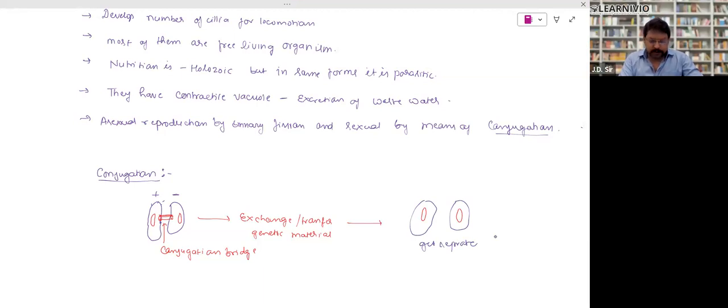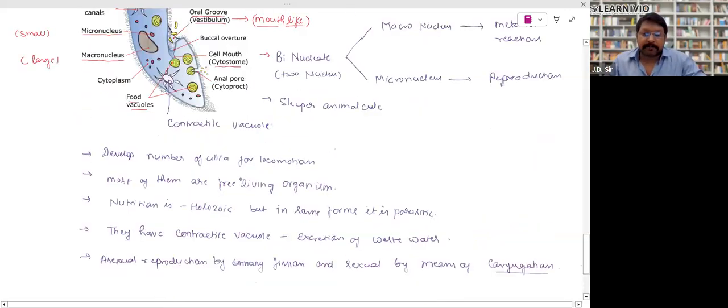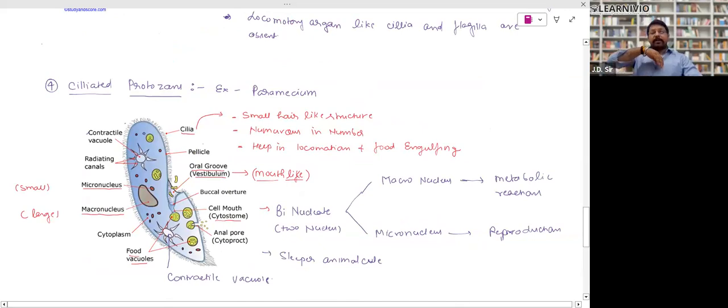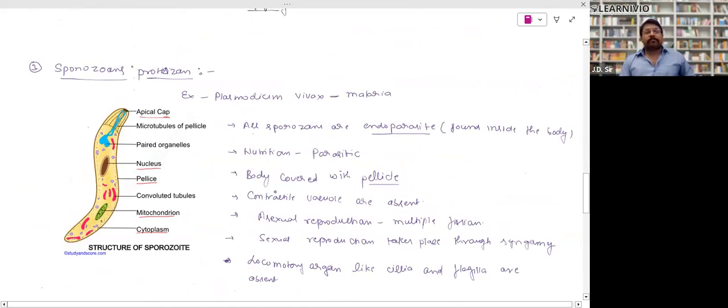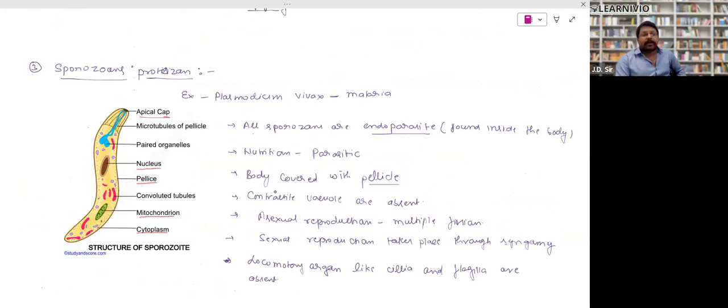Okay. Any more questions? Sir, for the sporozoans, how do they move if they don't have locomotory organs? Paramecium have hair-like structures, but sporozoans just flow with the help of the bloodstream, because they are endoparasites. So they are found in our blood, and with the help of the bloodstream they move from one point to another. Got it? They do not have their own locomotory mechanism.